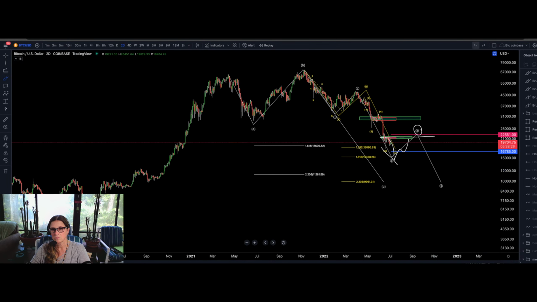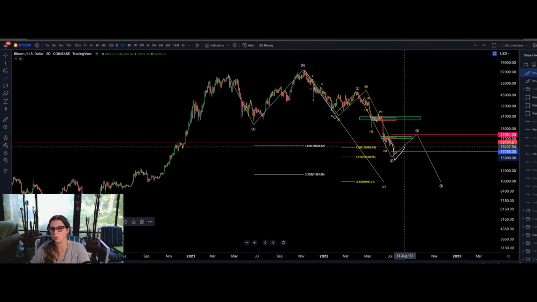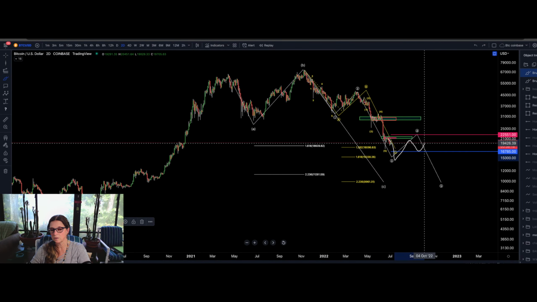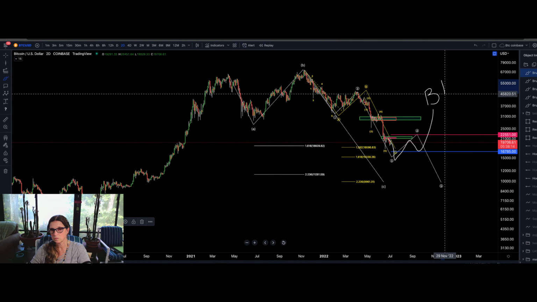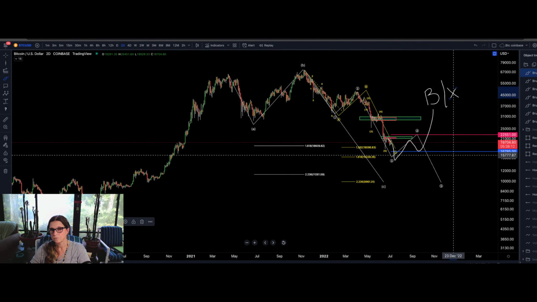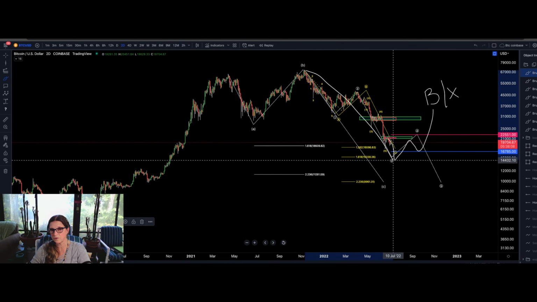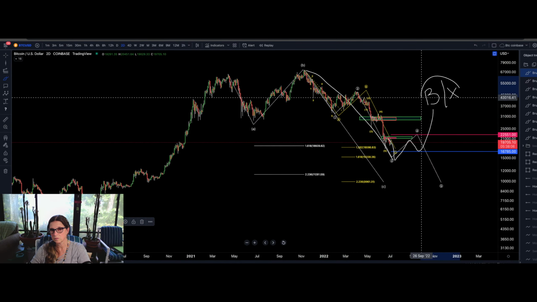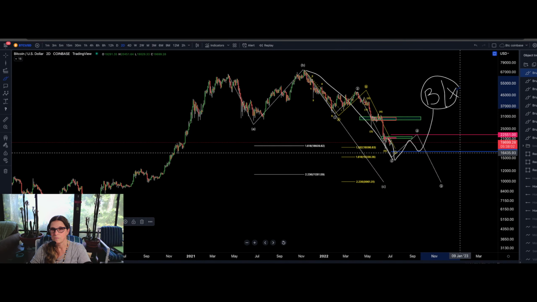Or we get to a point where it decides to make a bigger rally in 3 for a B or an X. And then we will be giving this leg a partner if it does this.